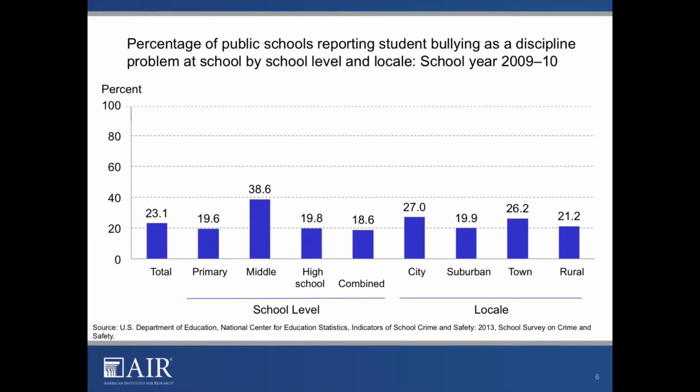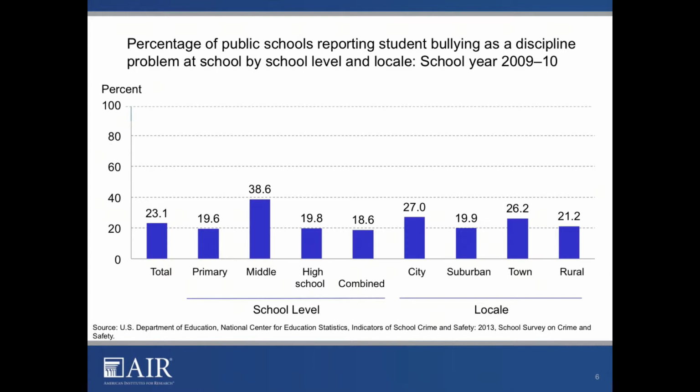And here we can see that 23% of public schools reported that student bullying is a discipline problem at their school. 2 things I would like to point out here. The first thing is that at about 39%, public middle schools reported a significantly higher percentage of bullying as a discipline problem at their schools compared to primary, high school, and combined schools.